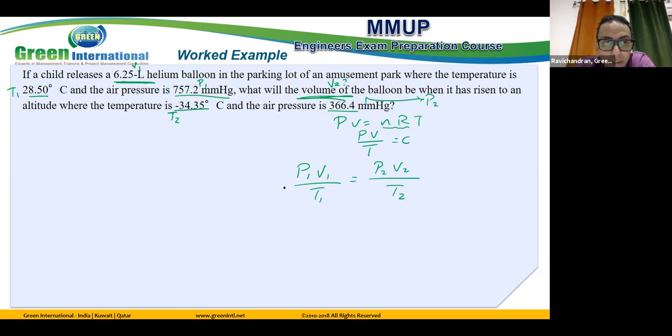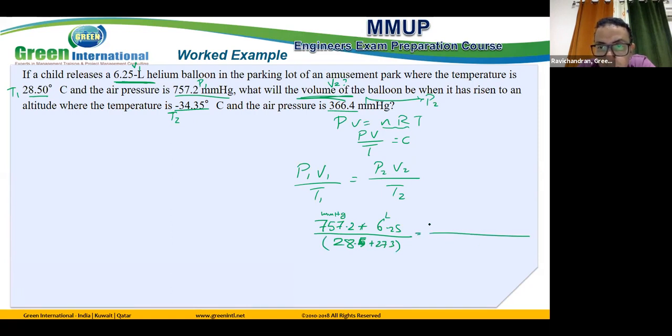So here we apply direct substitution for the problem. P1 is 757.2 millimeter mercury multiplied by 6.25 liter, over 28.5 plus 273, equals 366.4 millimeter mercury multiplied by V2, which is required, over minus 34.35 plus 273. That's it.